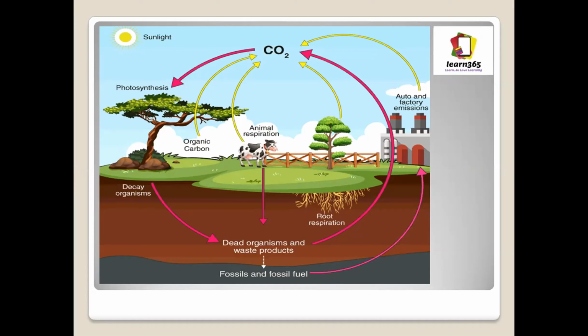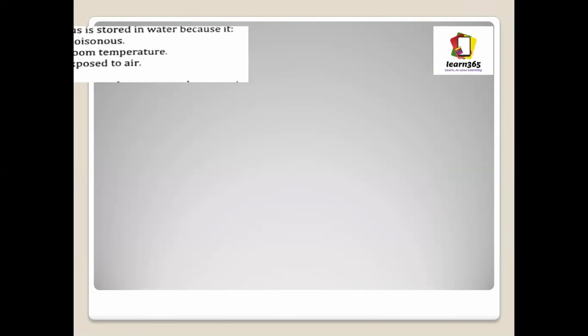Focus, guys. I'm talking about the carbon cycle here. The carbon dioxide from the plants after photosynthesis goes into the ground, decays, then grows back, used up as the trees, and during respiration it goes into the atmosphere. So this is a cyclic process, and carbon dioxide is added to the atmosphere by respiration, as well as these days by industries because of pollution. Moving on to the next question.